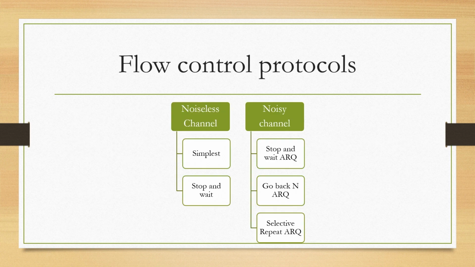In flow control protocols, basically we have two types. One is for noiseless channel and the other for noisy channel. In noiseless channel, we have the simplest and stop and wait protocols, whereas for noisy channel we have stop and wait ARQ, go back N ARQ, and selective repeat ARQ. The last two, go back N ARQ and selective repeat ARQ, are a part of sliding window protocol.